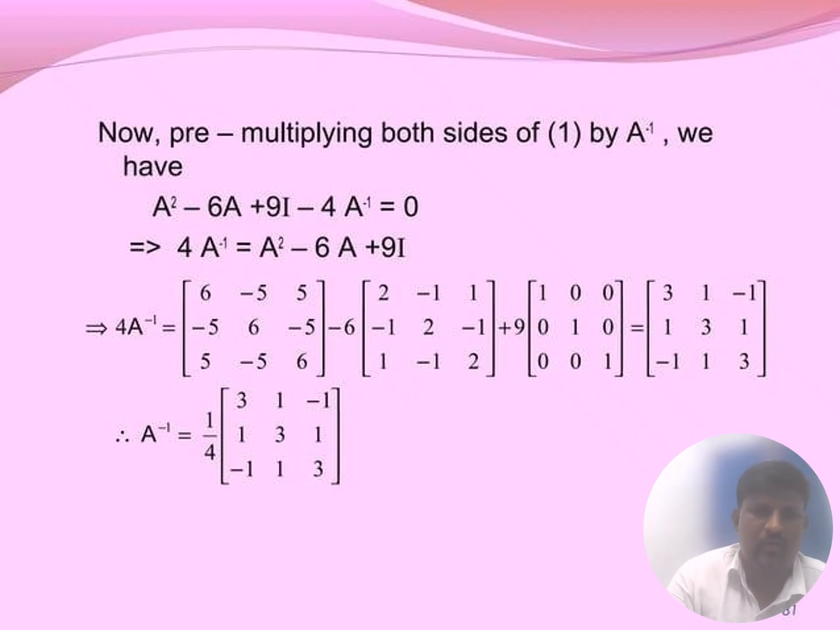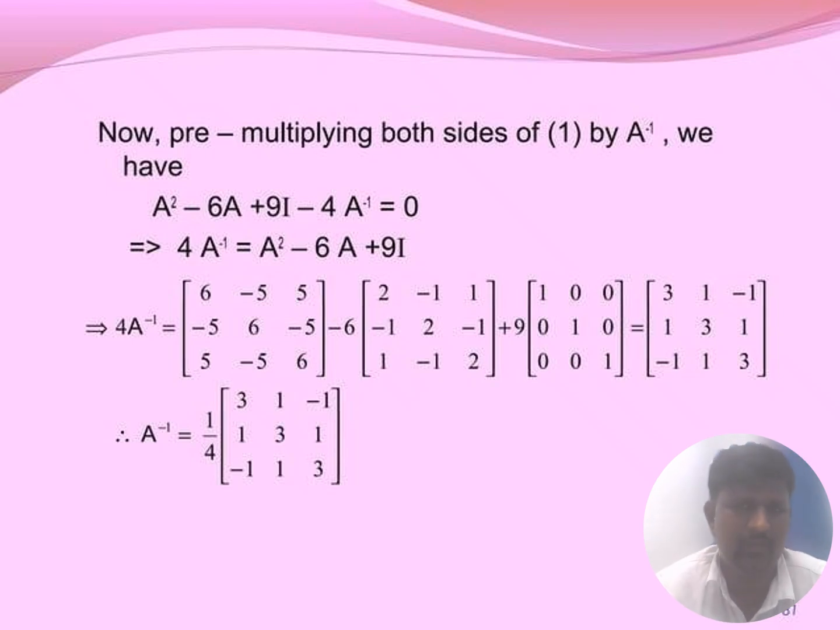And another question is there, that is finding the A inverse. How to find the A inverse? It is very simple. Consider the previous equation, the characteristic equation A cube minus 6A square plus 9A minus 4I equal to 0.